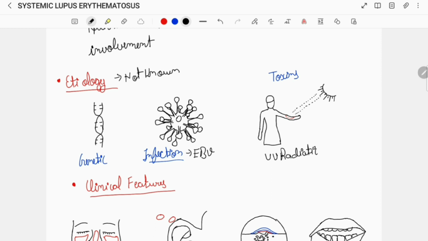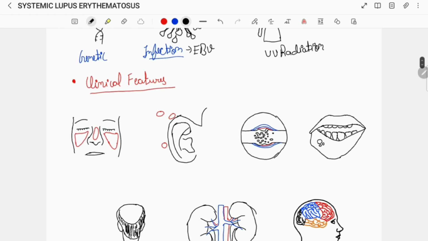Now, the question which arises is, how does a patient of SLE present to you? He or she may complain of a rash, and this rash can be of two types. Either it can be a malar rash, as you can see in this diagram. This rash represents the shape of a butterfly, or there can be a discoid rash. As you can see in this diagram, it represents the shape of a coin.